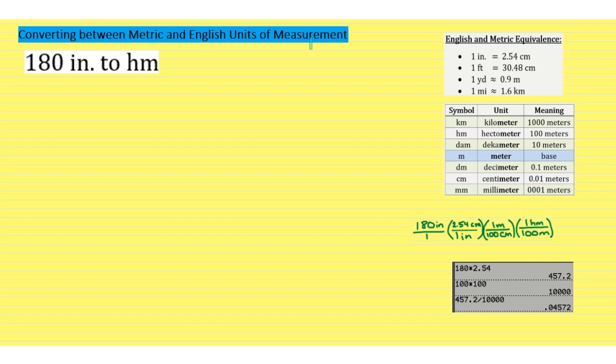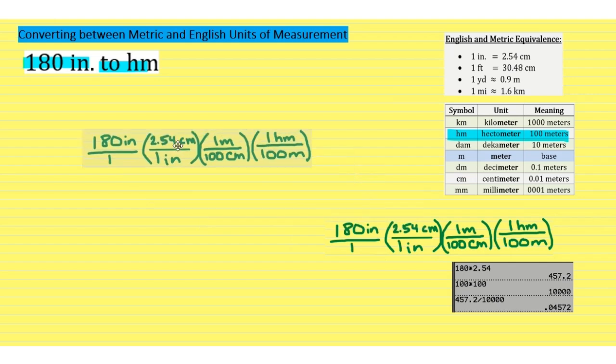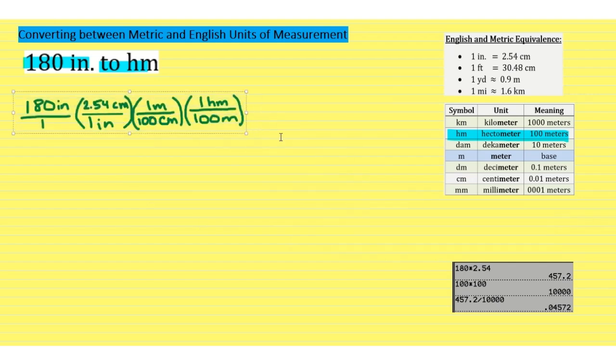This next problem is also going to require more than one conversion factor. They want us to convert from 180 inches to HMs. What are HMs? Hectometers. So let's go ahead and pull up our conversion factors and see how we arrived at the conversion factors.